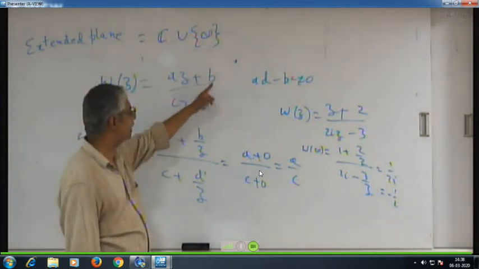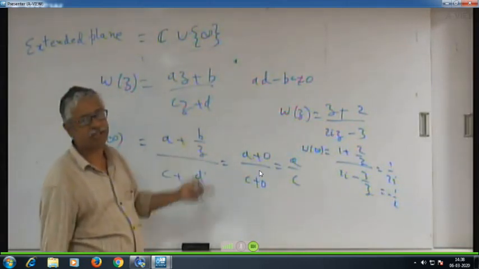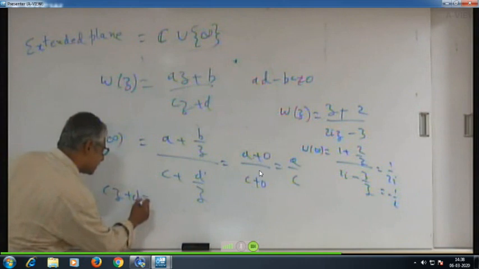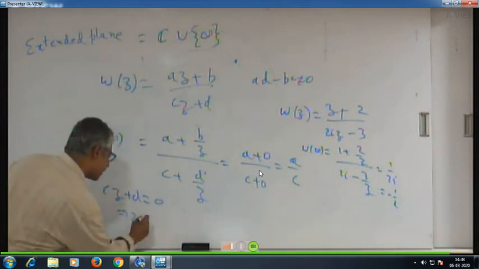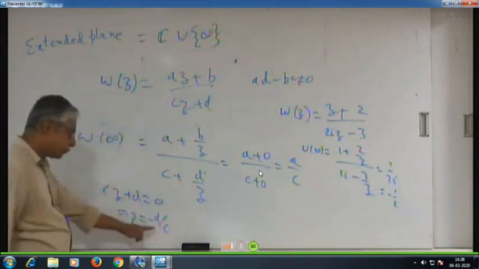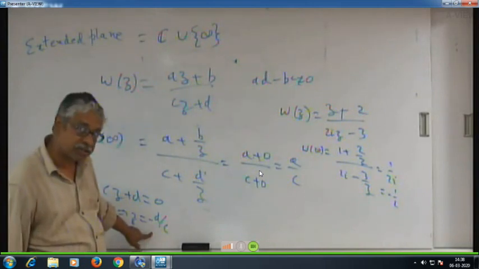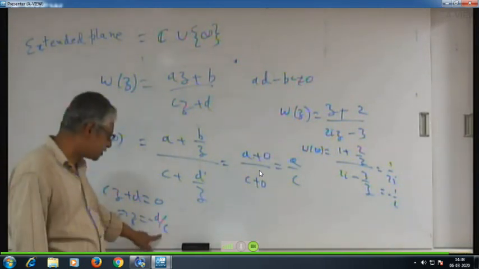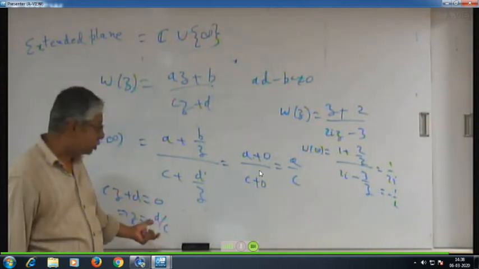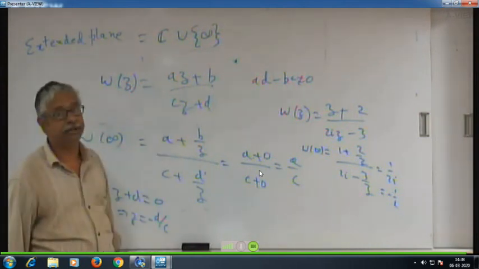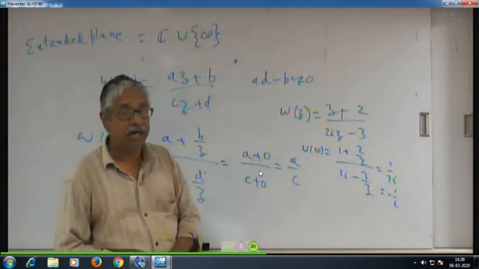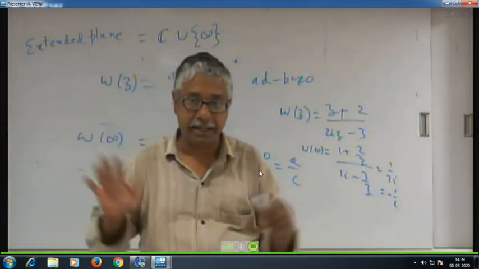If this is infinity, I can say cz plus d must be 0. Cz plus d is 0 means z is equal to minus d by c. If c is 0, this is infinity, and that's okay, infinity goes to infinity. If c is not 0, this is a finite number. So here is a finite number which is going to infinity. This is the extra thing you need to understand in talking about bilinear transformations.